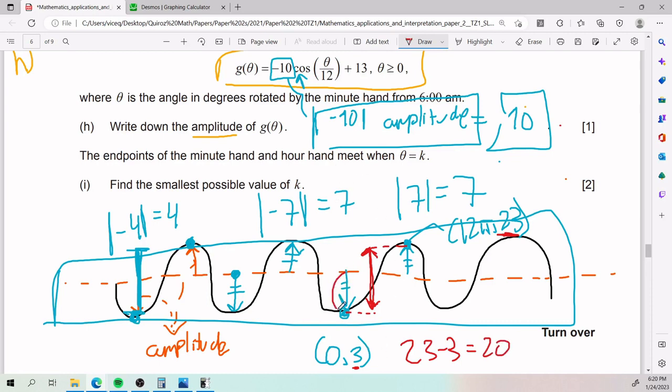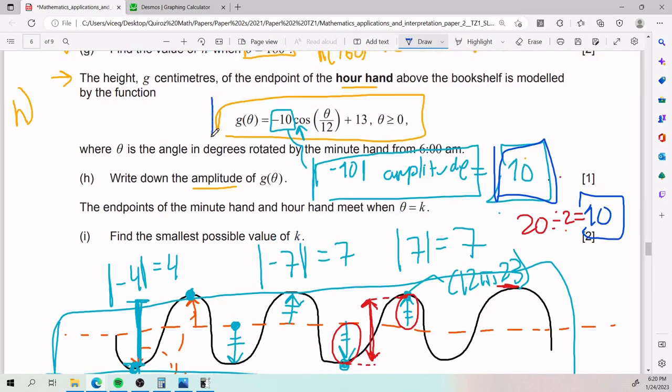So how much is each of the blues? Well, 2 blues give 1 red. So 20 divided by 2 gives me 1 blue. See? And 1 blue we said was 10. Same amplitude as here. So that's how you find it manually.